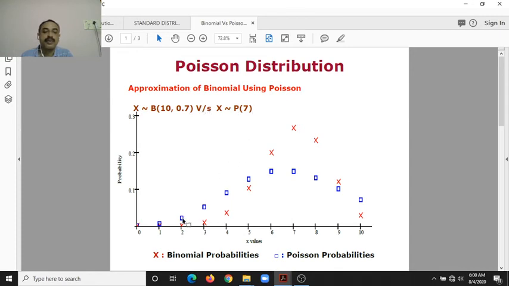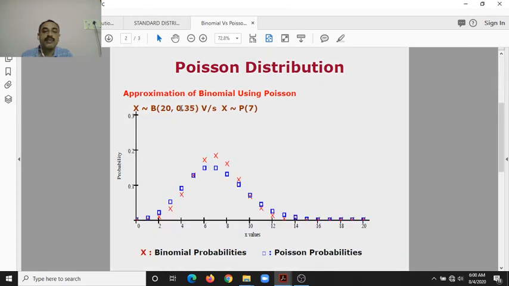Here these blue squares represent the probabilities generated through the equation of the Poisson distribution, while the red crosses represent the probabilities generated through the binomial distribution. And we find certain differences among the positions of these binomial probabilities and Poisson probabilities, when n is 10 and p is 0.7. In the next graph we take n as 20 and p as 0.35, so that np is again 7. So the values of the probabilities using the binomial distribution and the Poisson distribution become closer to each other.